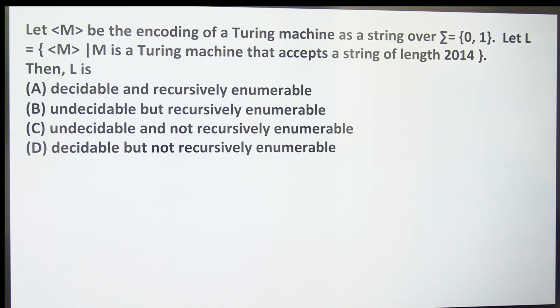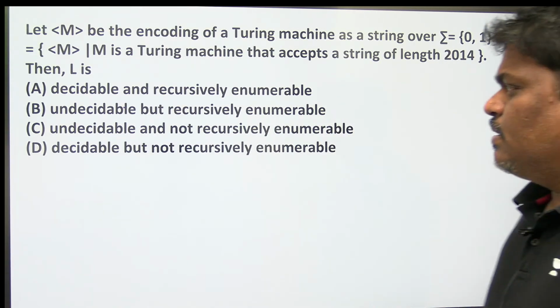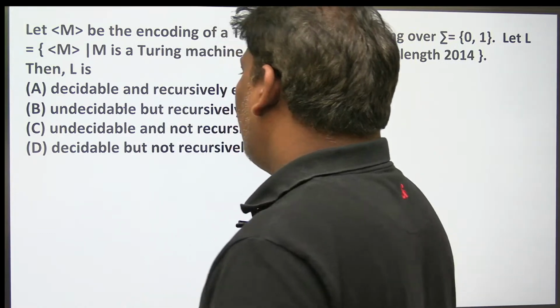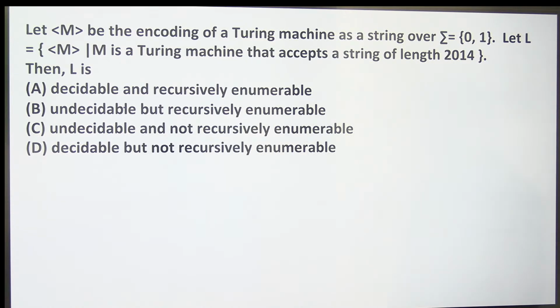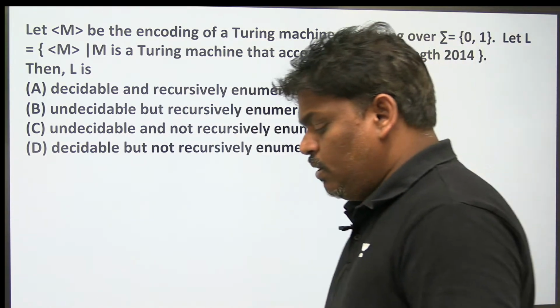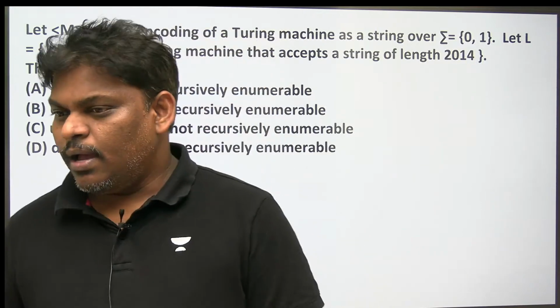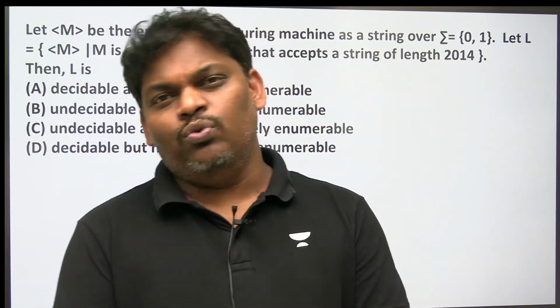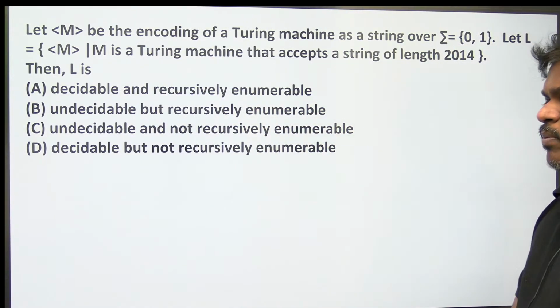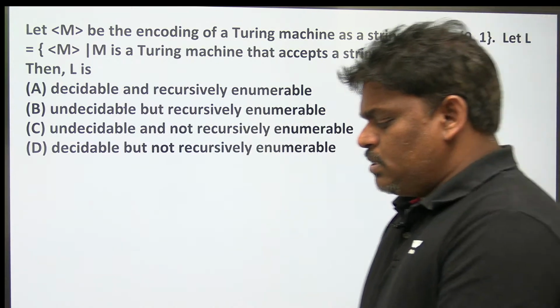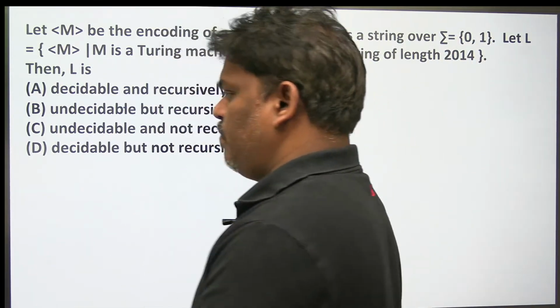Let M be the encoding of a Turing machine as a string over sigma is equal to 0, 1. Let L be the set of Turing machines that accept a string of length 2014, then L is decidable and recursively enumerable, undecidable but recursively enumerable, undecidable and not recursively enumerable, or decidable but not recursively enumerable. Can you see what the answer is? I am going to give the answer, but first you try. It is a really nice problem. This may come in the exam. Similar kinds of problems may come in the exam.